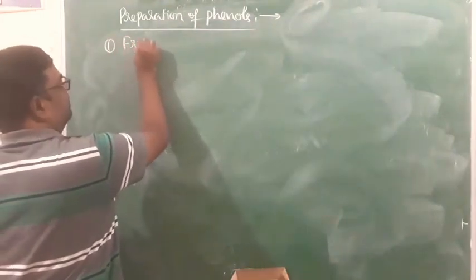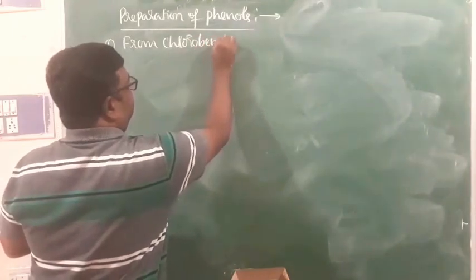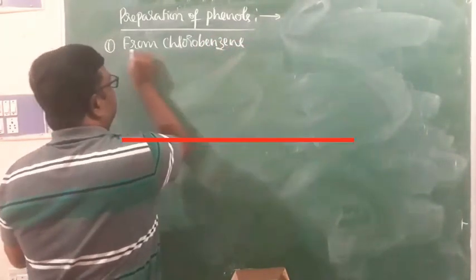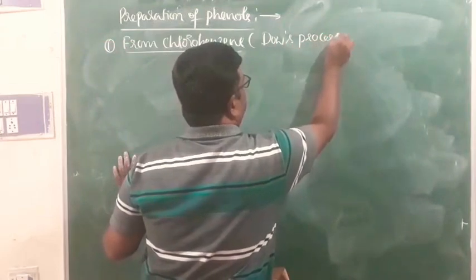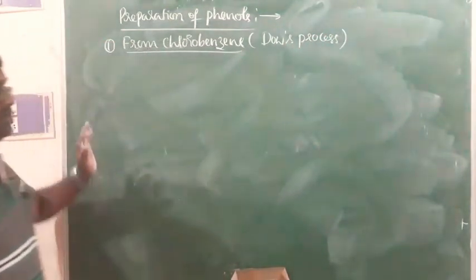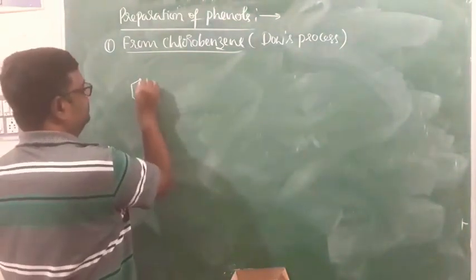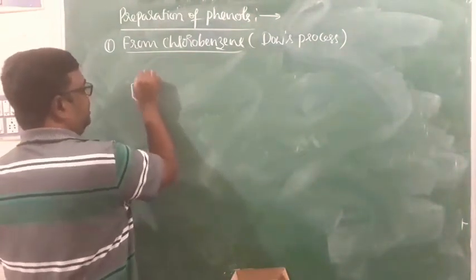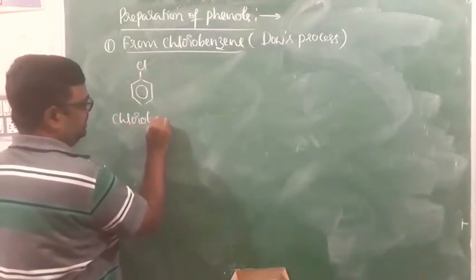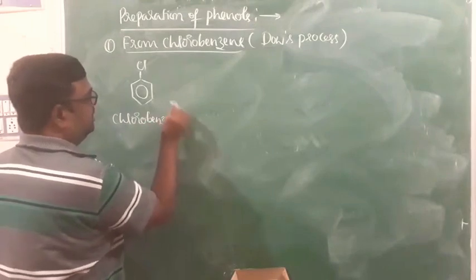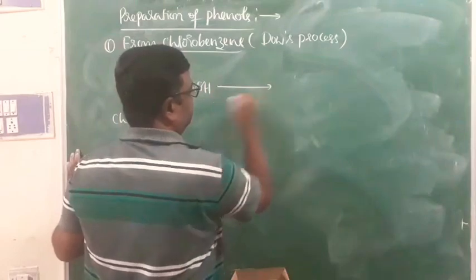from chlorobenzene, right? The first method is from chlorobenzene, and the method is called the Dow process. Dow is the name of the scientist who introduced that particular process, that is the Dow process, right? In the Dow process, look here, this is chlorobenzene. When chlorobenzene is heated with sodium hydroxide solution, right?